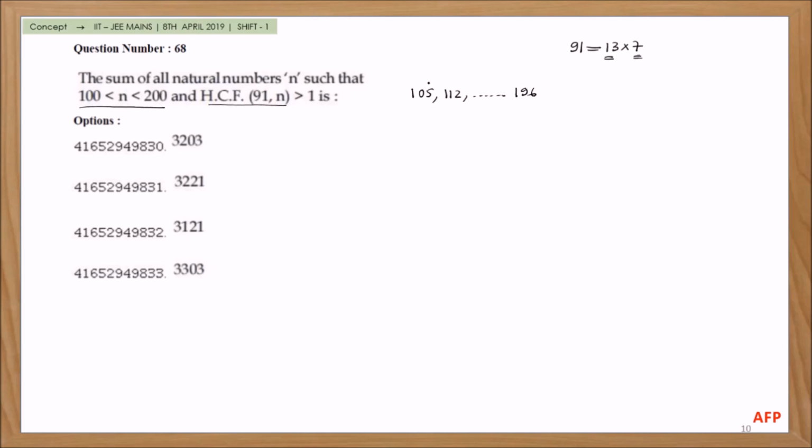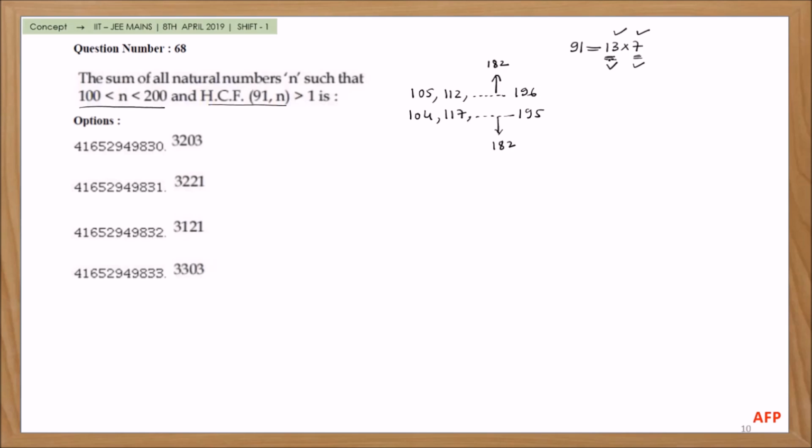196. Next, multiples of 13 will be 104, 117, and so on up to 195. In these numbers there is only one such number, 182, which is a multiple of 7 as well as 13, and here also one number is there, 182, which is a multiple of 7 and 13. So we are supposed to add it only one time, not two times.